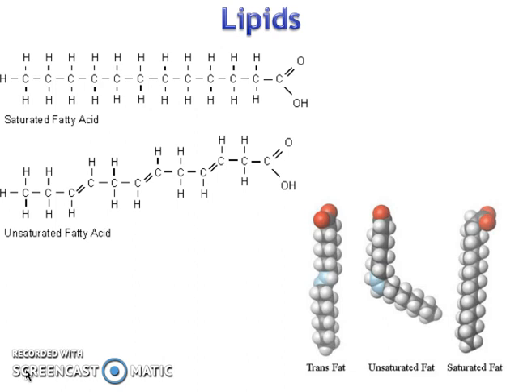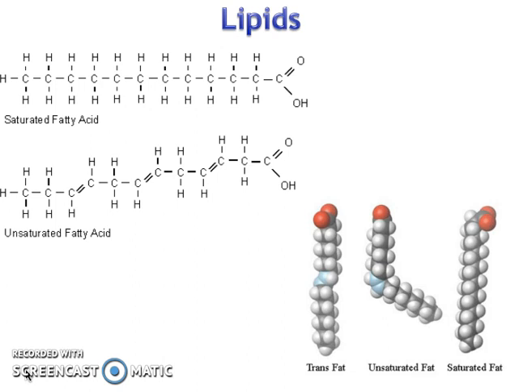Unsaturated fats, on the other hand, with their bends or kinks, cannot pack so tightly, and thus at room temperature tend to be liquid. So saturated fats are solid at room temperature, whereas unsaturated fats are liquid at room temperature. These are your oils.